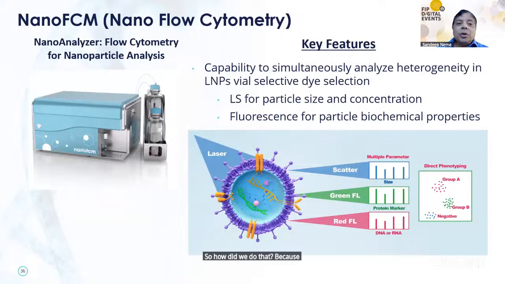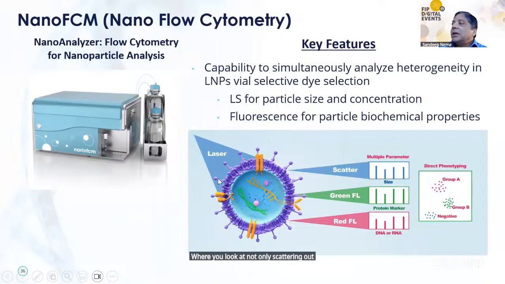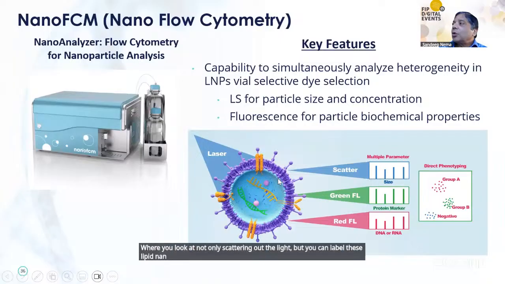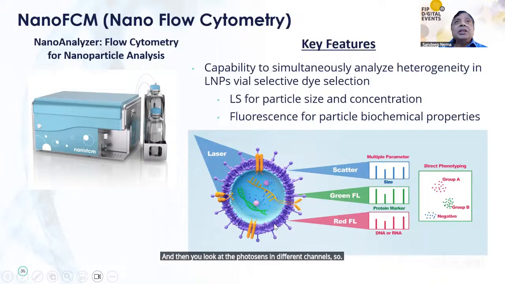Nano FCM was the technique we used. It's a flow cytometry technique where you look at not only scattered light, but you can label these lipid nanoparticles with fluorescence, and then you look at the fluorescence in different channels. This can go down to a size of about 30 nanometer, and it looks at individual particles, not the bulk particles. So we labeled the nucleic acid with SYTO 9 fluorescent dye and tried to see what we see.